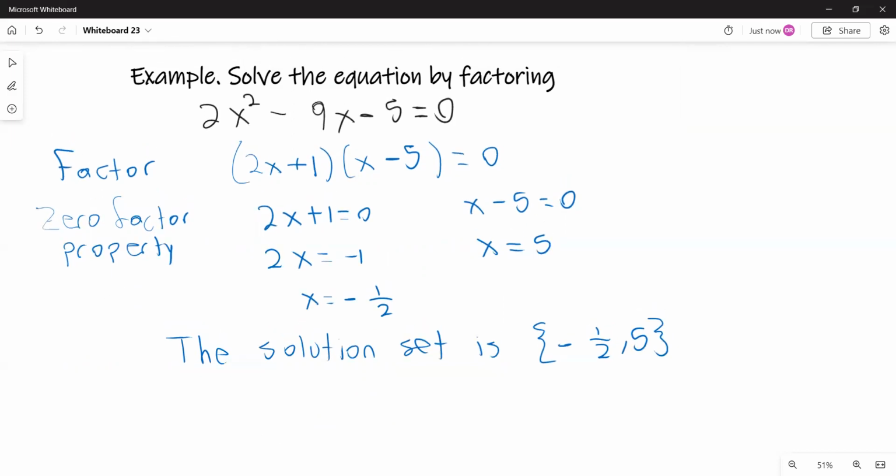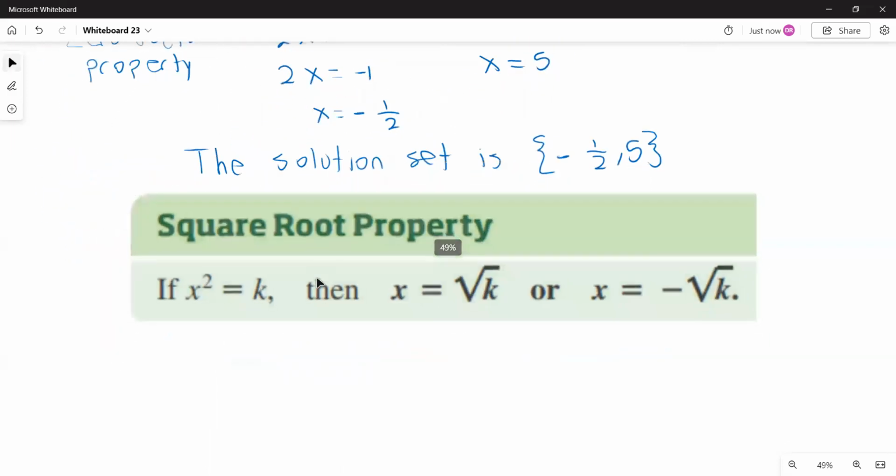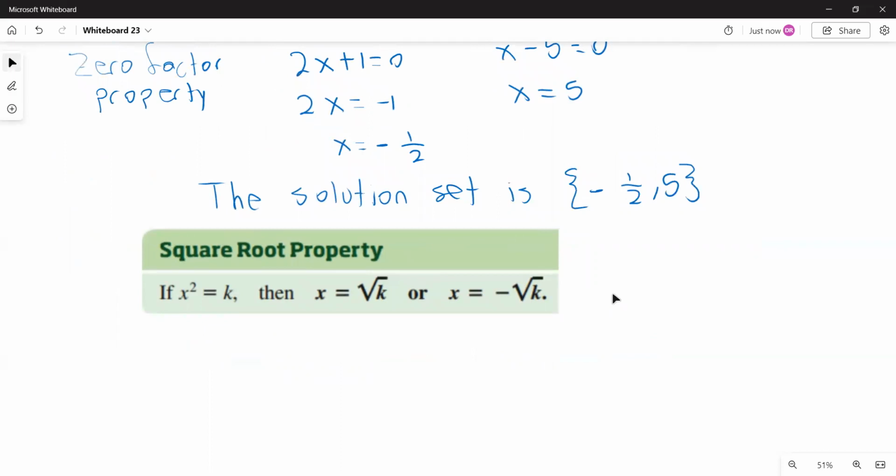Okay, so that's the most basic method, or the first method that you learn: solving an equation by factoring. Other times it's going to be more convenient to use the square root property. The square root property says the following. That's on page 114. If x squared is equal to k, then x is the square root of k, or x is the opposite of the square root of k.